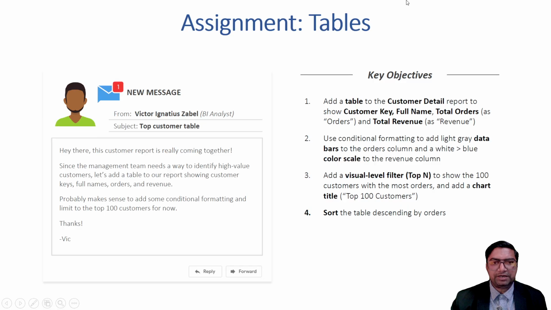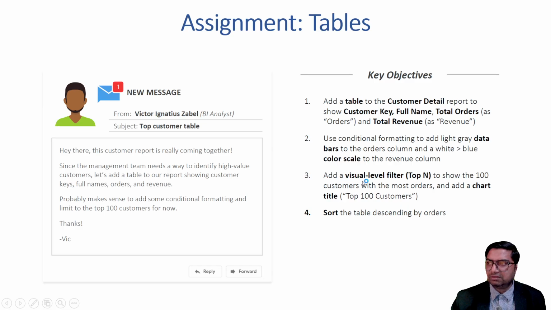So what comes to your mind? Basically you need to add a table with the customer details, and then show the customer key, full name, total orders and total revenue as the revenue there. Basically that is the same thing we did. And second, use conditional formatting: add a gray data bar on the orders, and a blue color on the other column, the revenue column. So those are the two things.